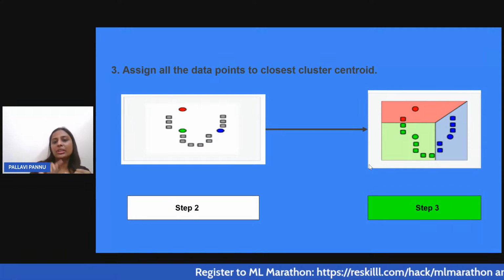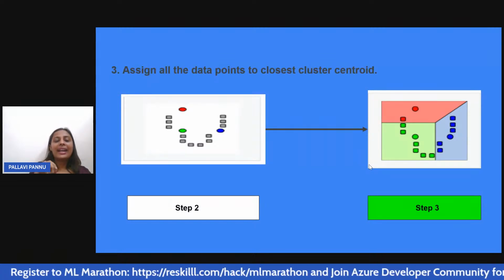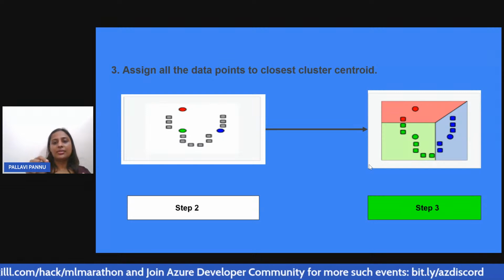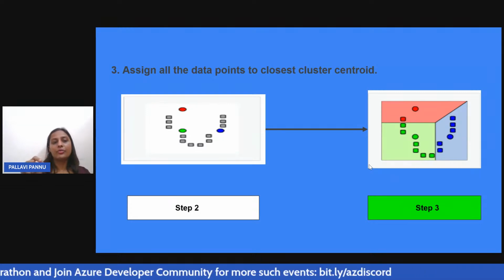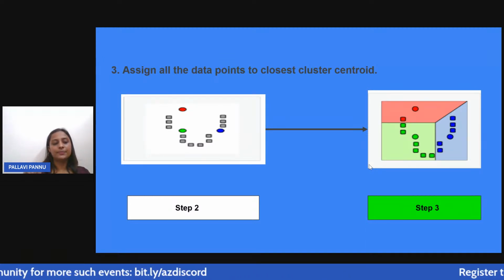So first step, choose the number of clusters, randomly select any data point as a cluster, and after that, calculate the distance of every point to the cluster center that you have chosen, and whichever is minimum, assign that data point to that cluster. Okay.